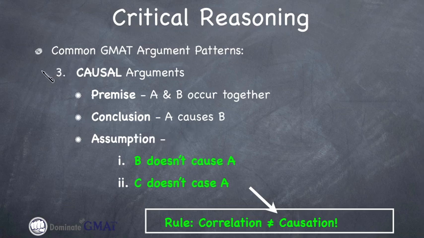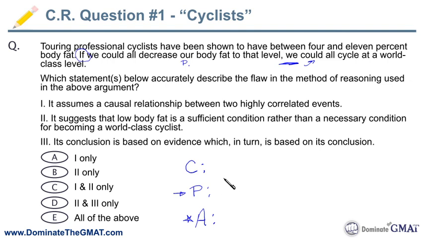The first thing to notice is that we are dealing with a causal argument. Now, there are a number of different argument patterns. I'm just going to be talking about causal arguments for a second because that's the type of question we're looking at. Certainly, you're going to want to familiarize yourself with all of the other argument patterns. But the pattern in general is as follows. We see two things happening together, A and B, and we're concluding that A causes B. And then there are going to be some assumptions that flow from that. Well, let's go back to our argument.